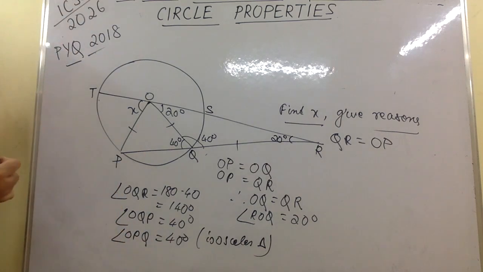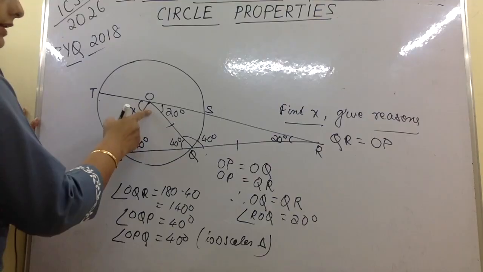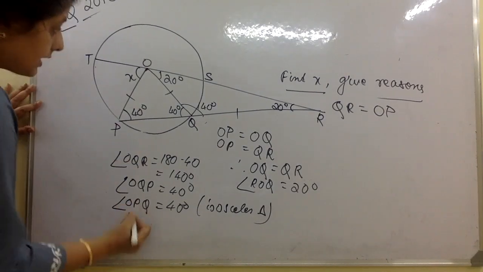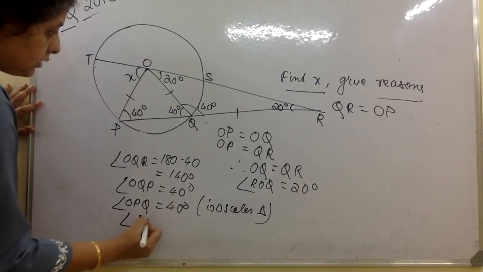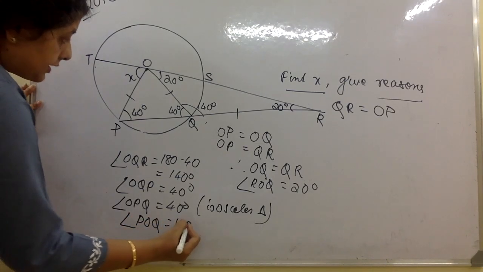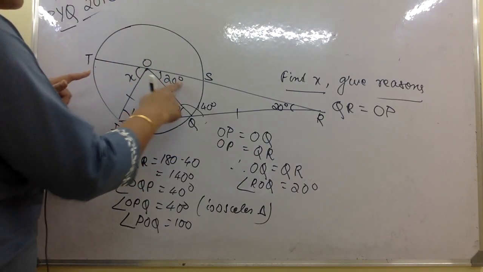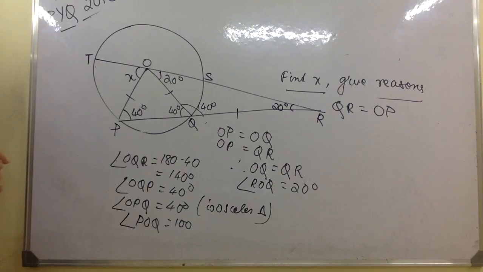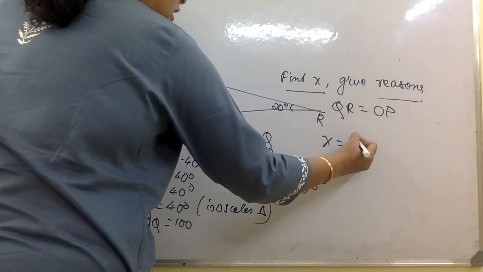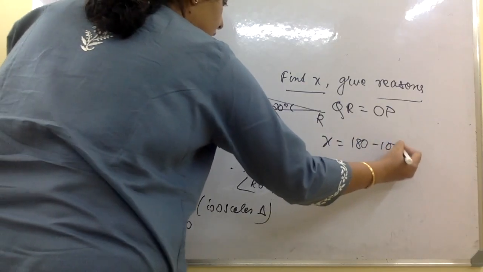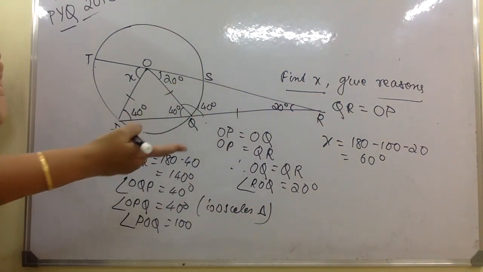You can write the reason. So we know this is also 40 now. How much is this angle then? Now this angle becomes 100 degrees. Angle POQ is 100 degrees, because of triangle sum property. If this is 100 and this is 20, then angle X is equal to 180 minus 100 minus 20, which is 60 degrees. That is the angle in the same straight line.